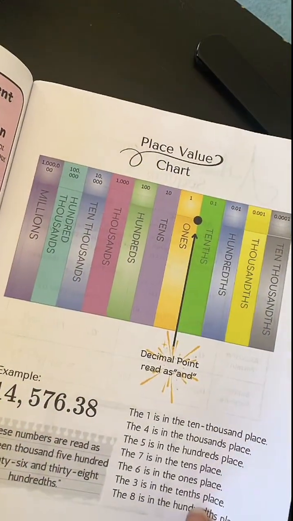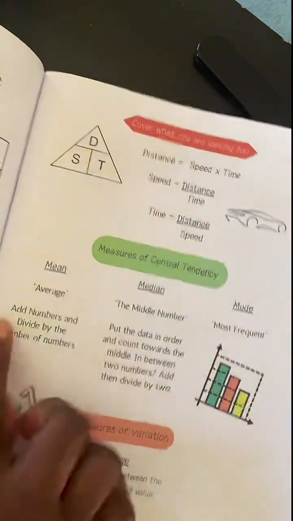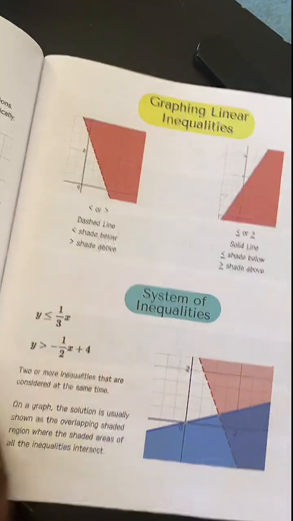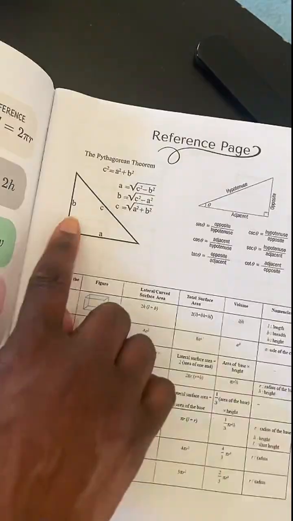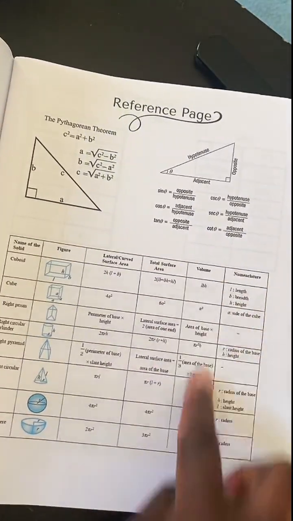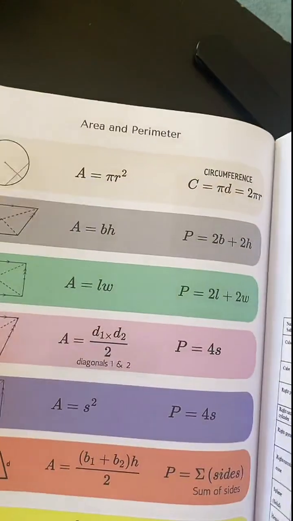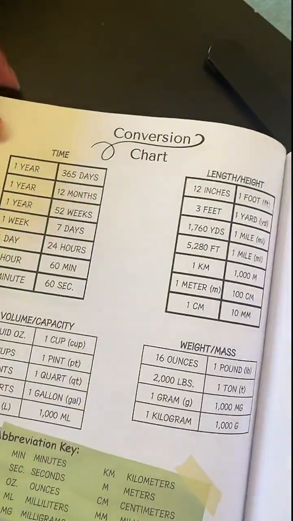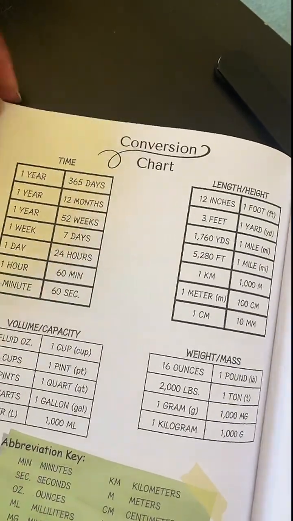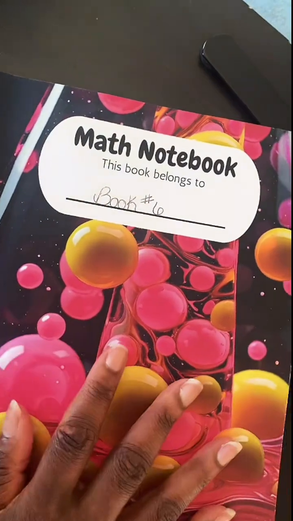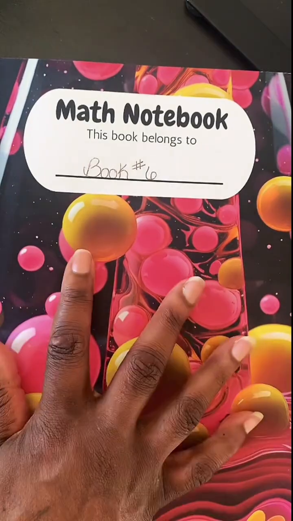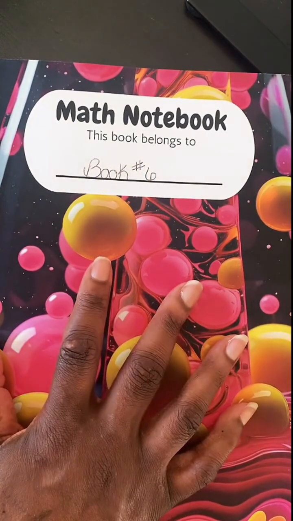Then we have place values, measures of central tendency, graphing linear inequalities, and systems of inequalities. Then we have the Pythagorean theorem, a little bit of trig, volume, surface area, area and perimeter. Can't forget about systems of equations. And then conversions, which you're definitely going to be seeing a lot of. So all of this is jam-packed into one notebook. This particular notebook is for pre-algebra and Algebra 1.